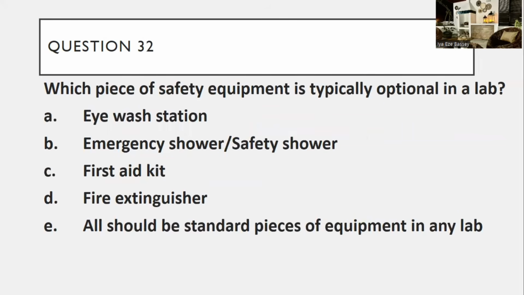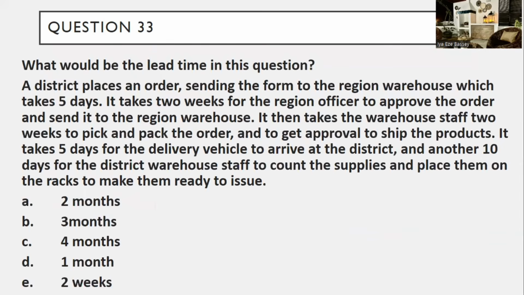So 32, which piece of safety equipment is typically optional in a lab? The eye wash station, emergency shower or safety shower, first aid kit, fire extinguisher. So which one is optional? None are optional. All of them should be in the lab.